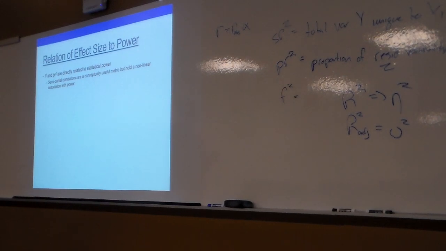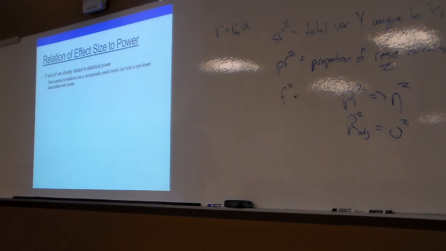If we're thinking about effect sizes in their relation to power, our F squared and our squared partial correlations, these are direct indices of statistical power. If we're running a power analysis for regression, again, F squared and squared partial correlation have direct relations with one another, right? So these are the effect sizes that we would enter for our power analyses.